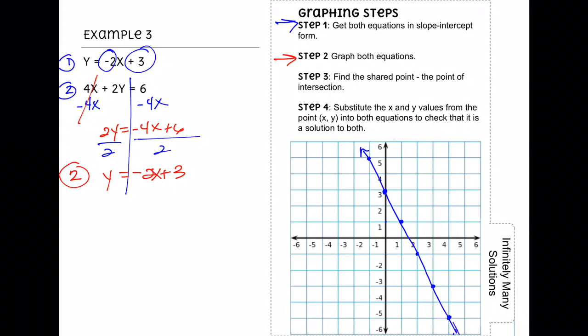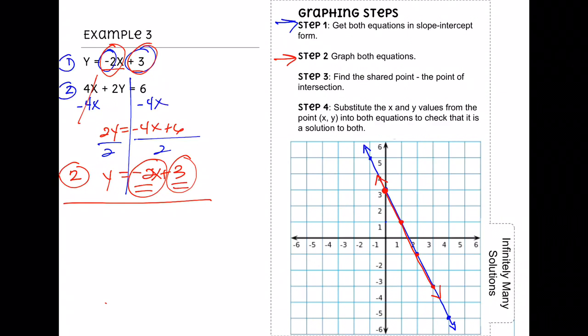And I'll switch colors here, and we'll do equation number 2. I also have a y-intercept of 3, so I'll graph that. And I also have a slope of negative 2. So it's down 2 over 1, down 2 over 1. And if you notice, I'm actually graphing the exact same line. And I could have found that out as soon as I put equation number 2 in slope-intercept form, because I can see that I have the exact same slope in both lines and the exact same y-intercept. So these are, in fact, coinciding lines. It's the same line right on top of each other.